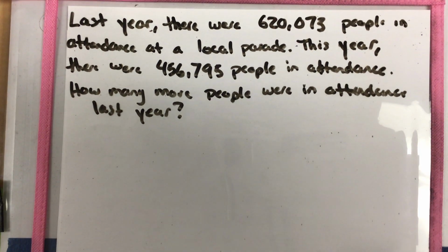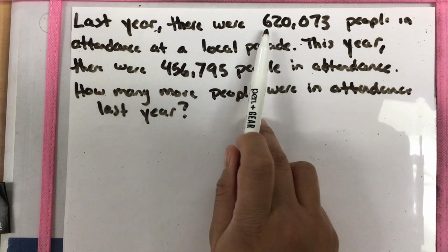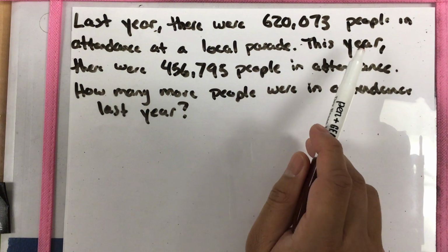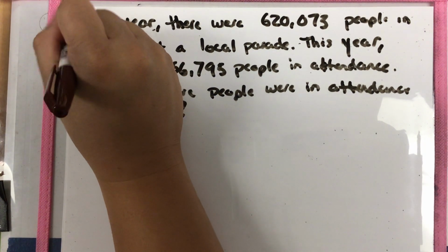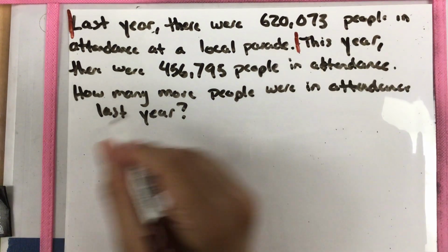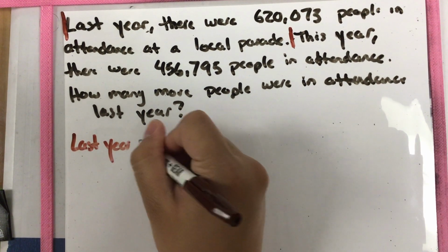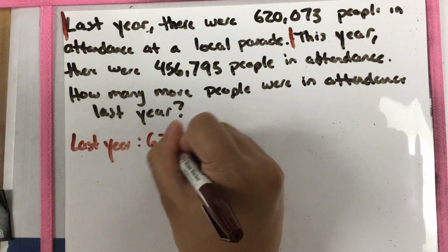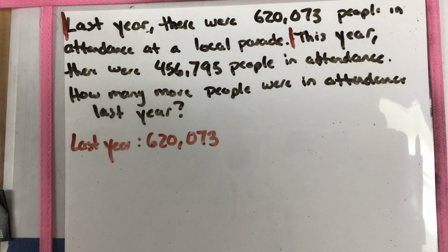Well, thank you for reading it. And let's see what we got with our problems. It says last year, there were 620,073 people in attendance at the local parade. So let's try to draw it out. So we're gonna have last year, that's 620,073 people. Okay, let's look at our next part.